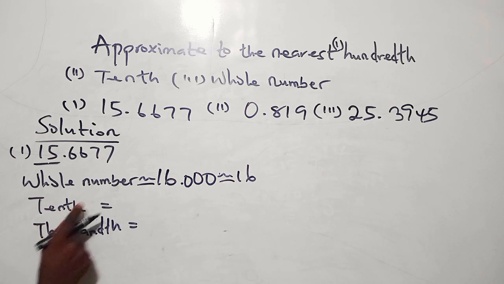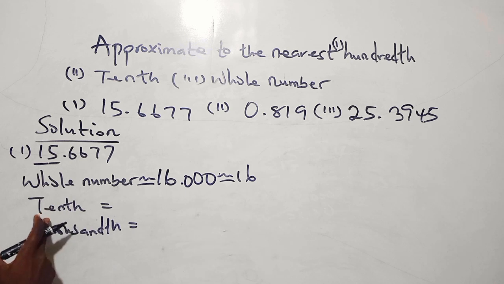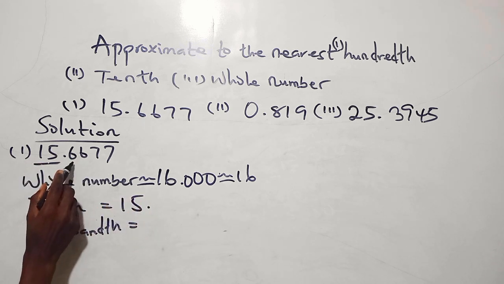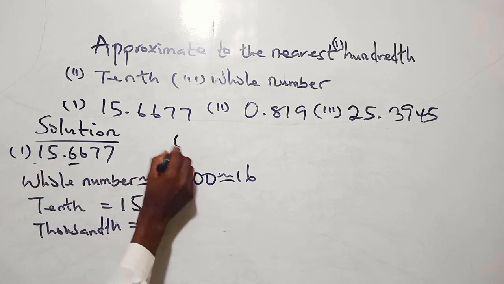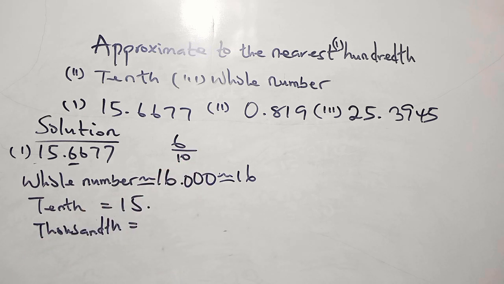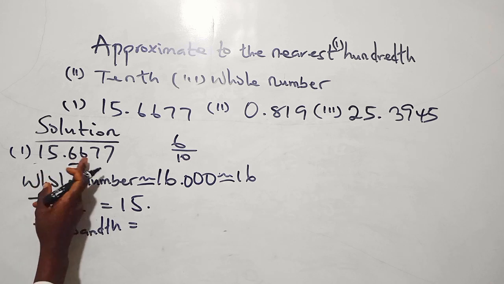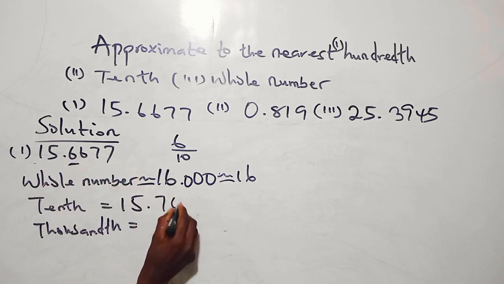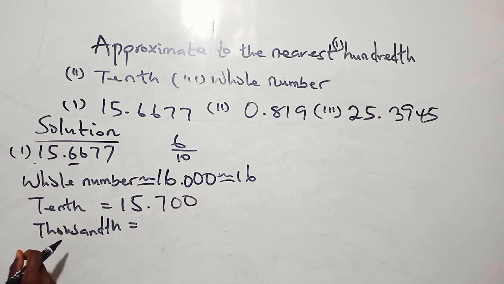Now for tenths, how do I approximate this same number to tenths? I have 15 point. The tenth position in this case is 6, which means 6/10. For this 6, I have to look at the next number. I have to round up, so when I go to here, I have 7. Every other number turns to 0. So this is for the tenth position.